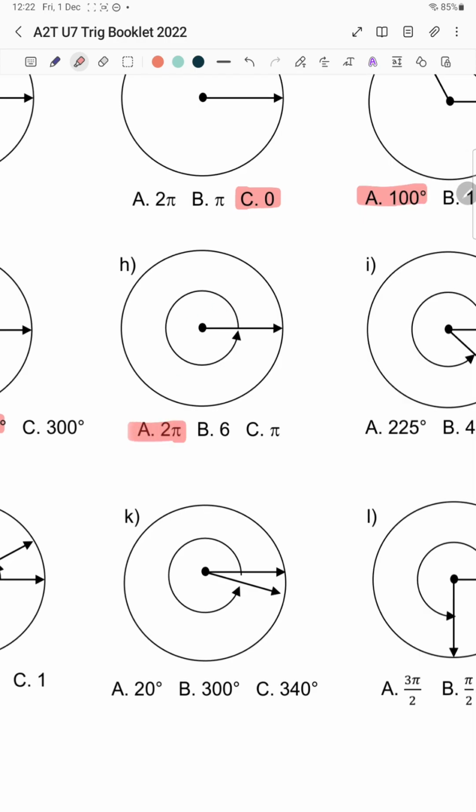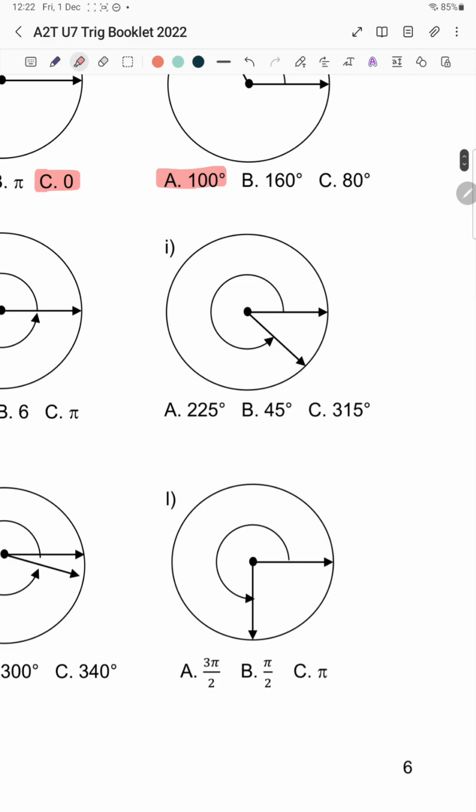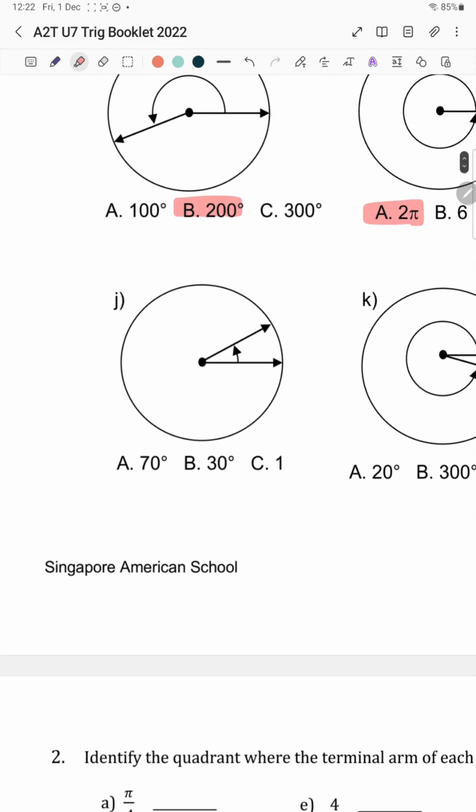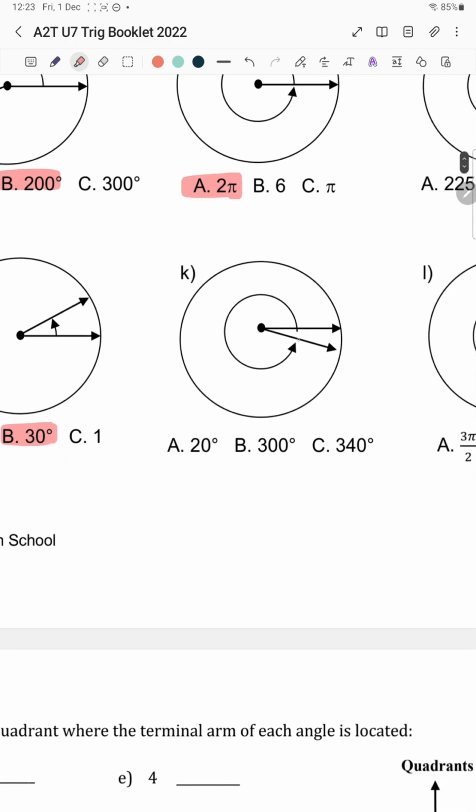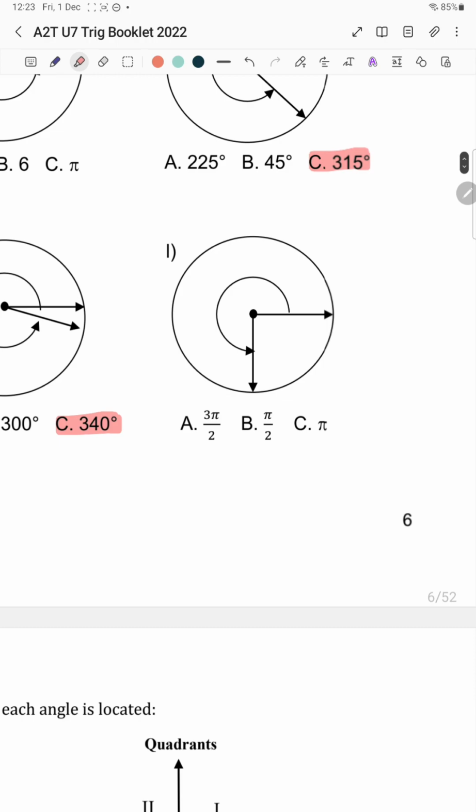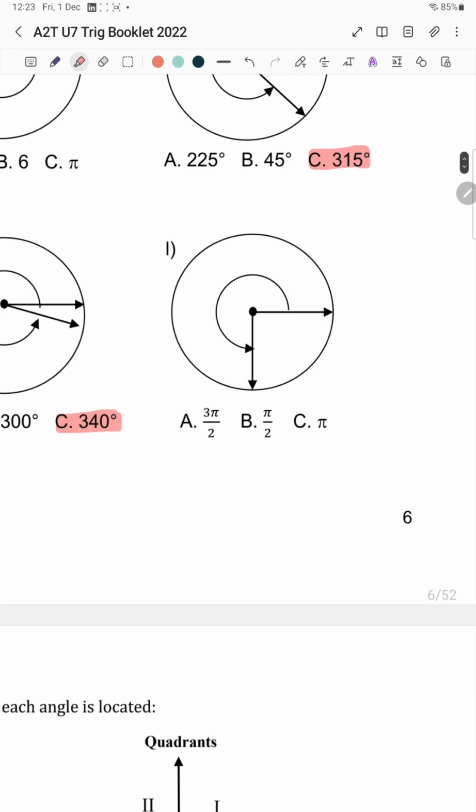This is complete 360 degrees, 2 pi. Less than 360, 315. 30 degrees. Near to 360, 340. Very easy, 3 pi by 2.